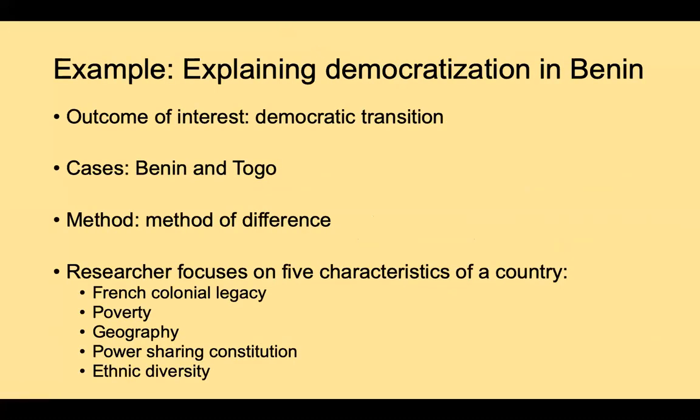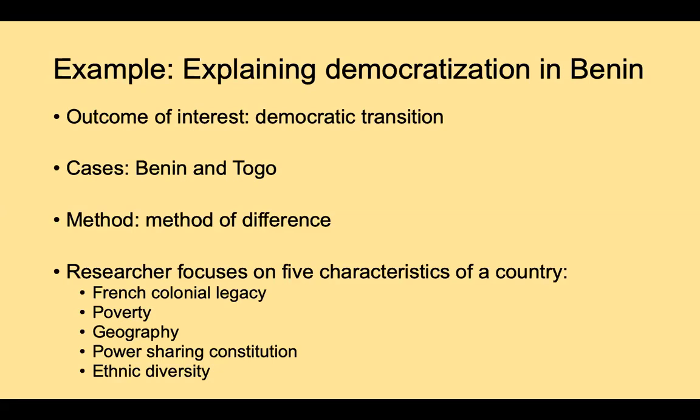So let's take a look at an example and use our example of Benin. And we'll use this as an example of explaining democratization. Our outcome of interest, as a reminder, is democratic transition. And we have two cases. We have the cases of Benin and Togo, two West African countries that are both former French colonies with similar colonial legacies, both poor, ethnically and religiously divided societies. We're using the method of difference to try to figure out what circumstance or condition differentiates these cases and helps to explain their varying outcomes along the democratic transition variable.